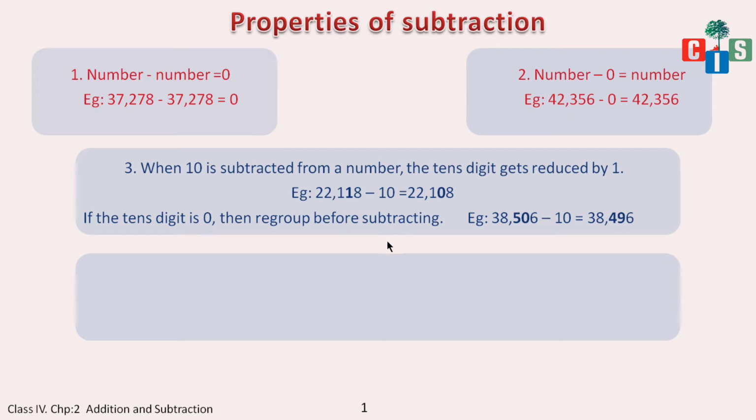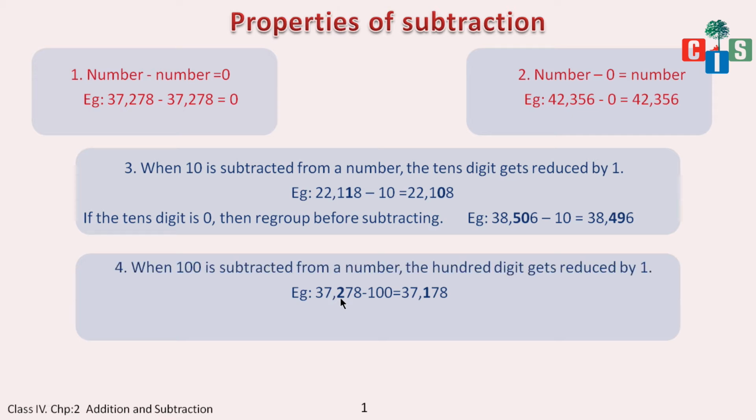Clear with it? Now the same example we will take for when you reduce 100. 37,278 minus 100. So when 100 is to be subtracted, you have to see only the hundreds digit first. So here it's 2. When 2 minus 1 is done, we get 1 here. Only see the hundreds digit. So when 100 is subtracted from a number, the hundreds digit gets reduced by 1. Clear?